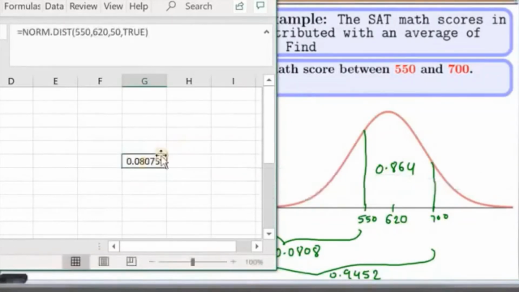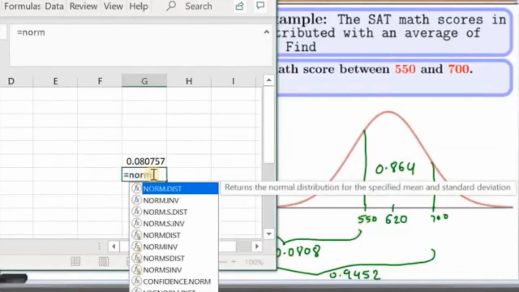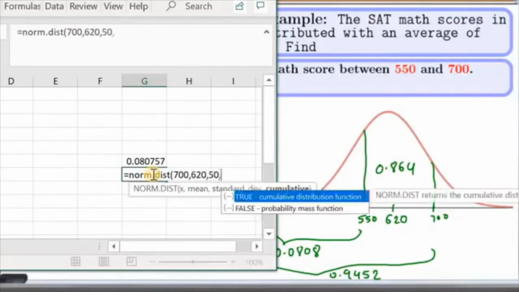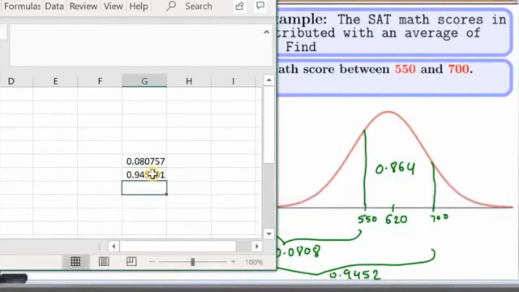So this is the area to the left of 550. Now we need the area to the left of 700. So for that, type in equals, then norm.dist, then parentheses. Our x here is 700. Mean is 620 and standard deviation is 50. And again, here also, we will type true because we are looking at the cumulative probability up to 700. Then close our parentheses, then hit enter. So this is the area to the left of 700.